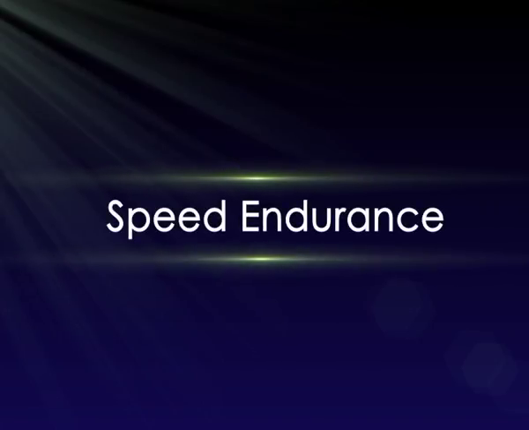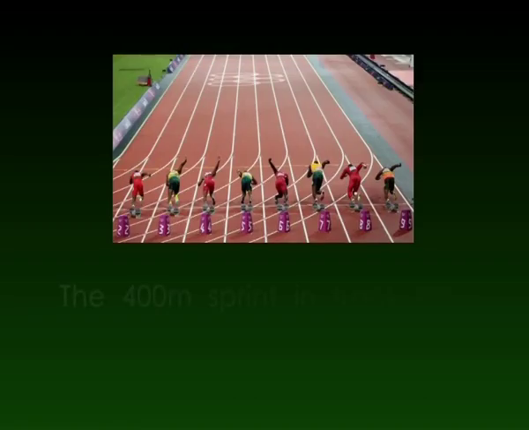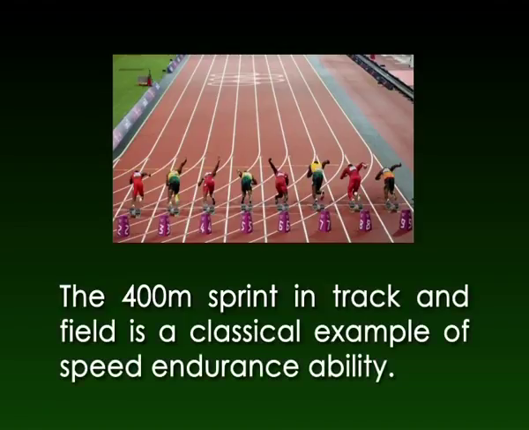Now let us talk about the second form of endurance, that is speed endurance. It is the ability of the organism to resist fatigue. Speed endurance comprises loads of sub-maximum intensity of stimulus and mainly anaerobic gaining of energy and maximum loss of oxygen. This ability is required for cyclic activities lasting up to 45 seconds. The 400-meter sprint in track and field is a classical example of speed endurance ability.